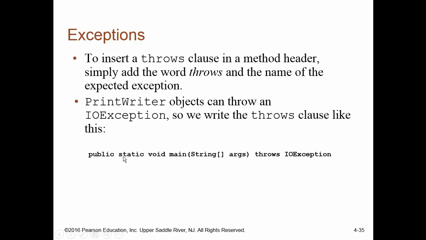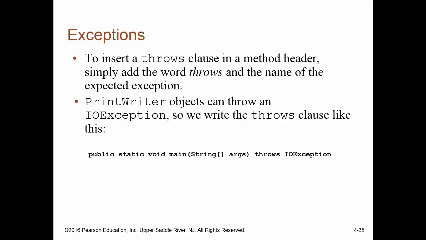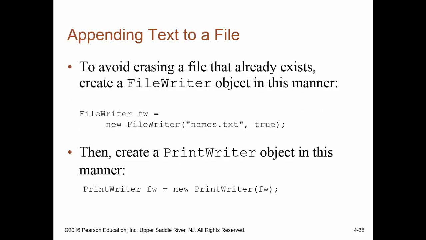So what this says is it's possible, not that it's going to happen, but it's possible, since you're working with files in this program, it could throw, Java could throws an input-output exception. So you have to put that in there so the system knows that it's possible. Not necessarily that it's going to happen, but that it could possibly happen.